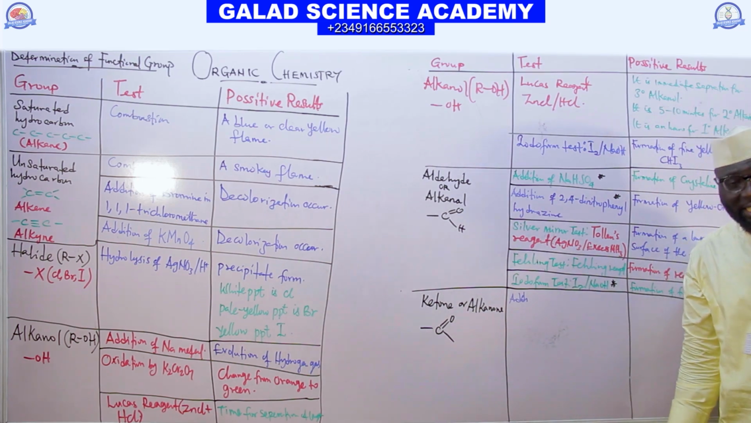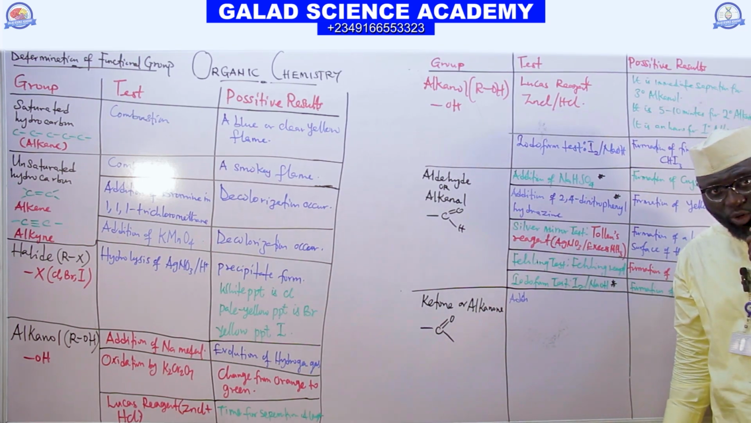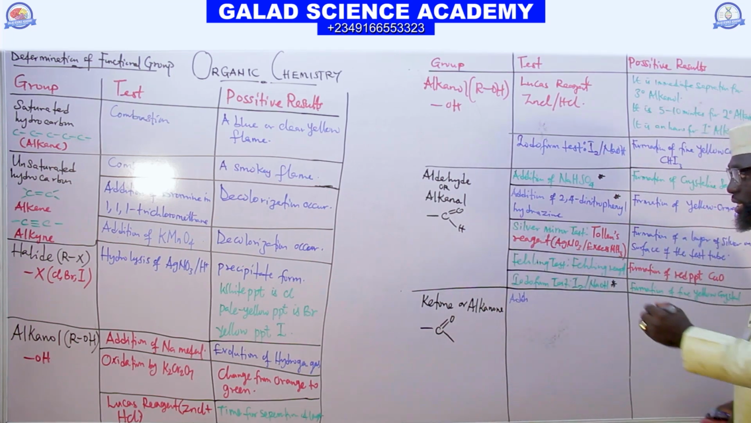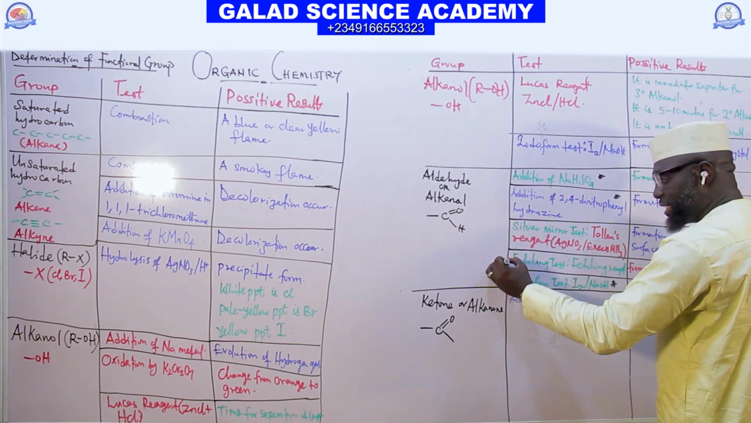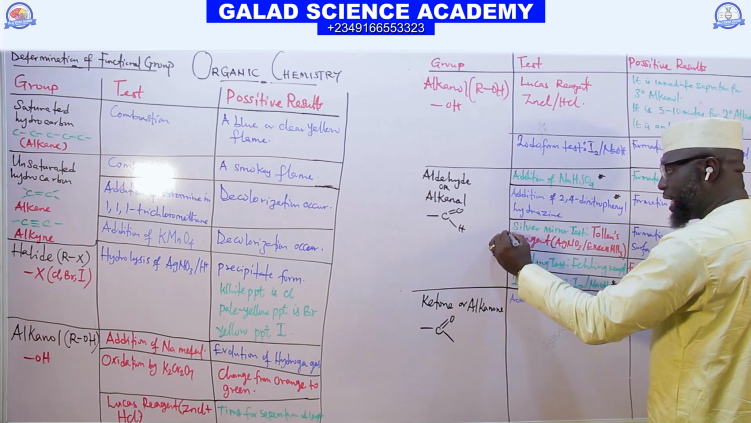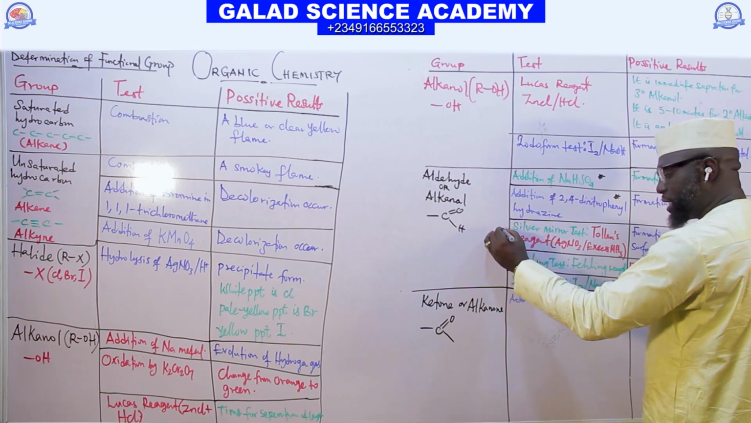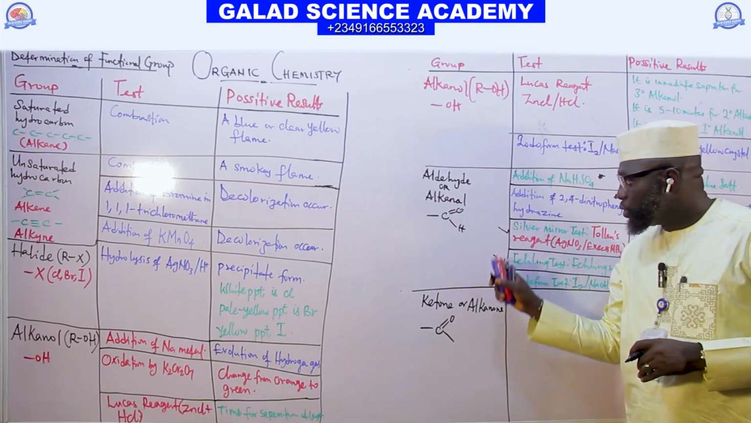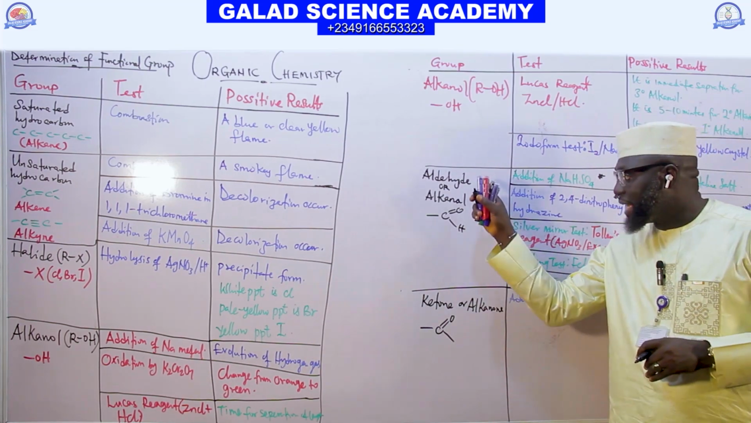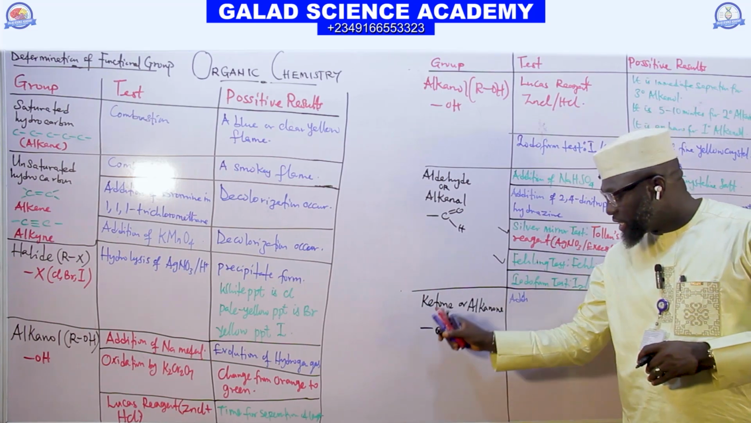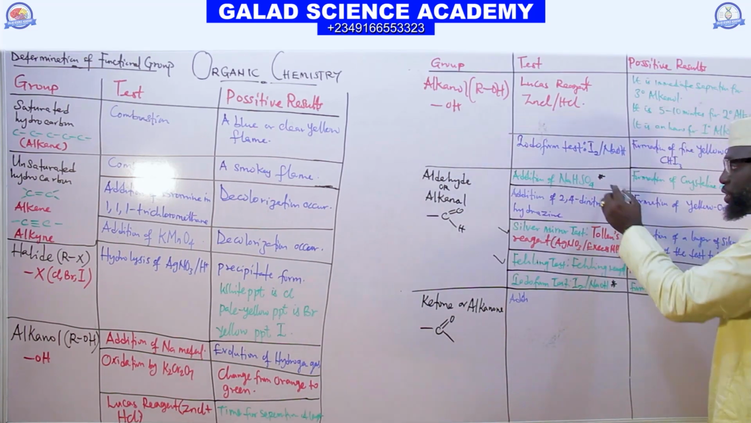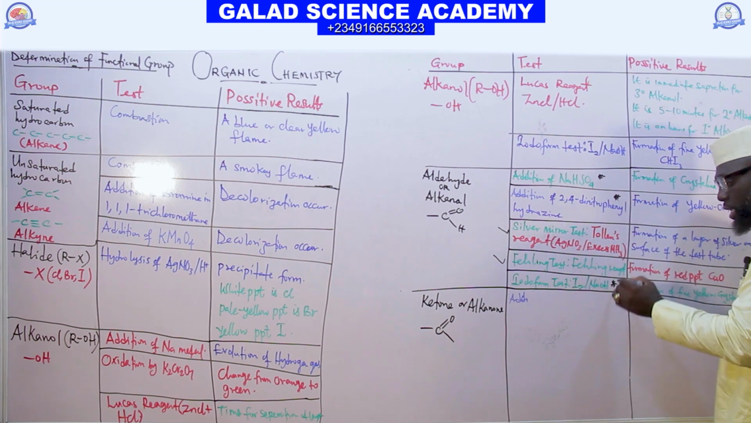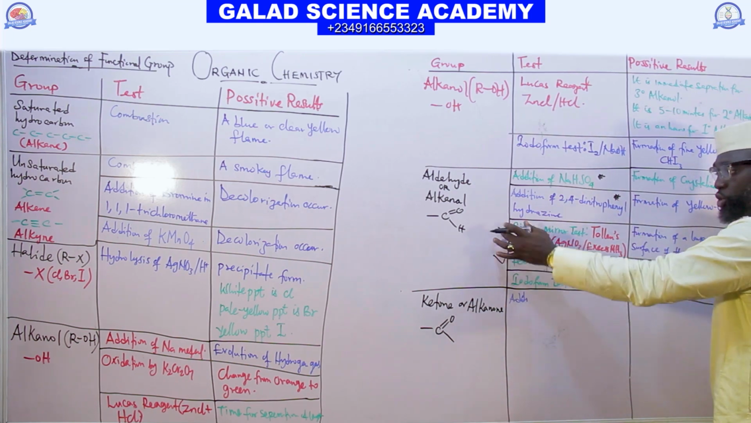The 2 reagents that you can use to differentiate between alkanone and alkanal are the Fehling test and the silver mirror test. These 2 reactions can be used to differentiate between aldehyde and ketone, because this ketone gives positive results with this one, this, and this, and gives negative with these 2.